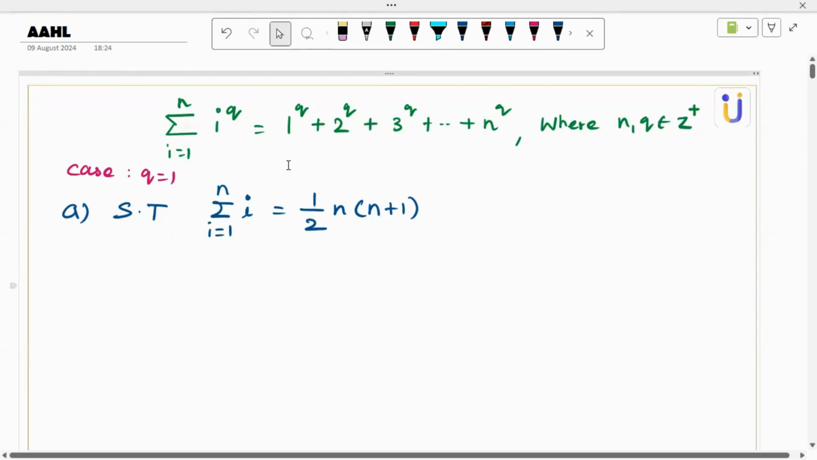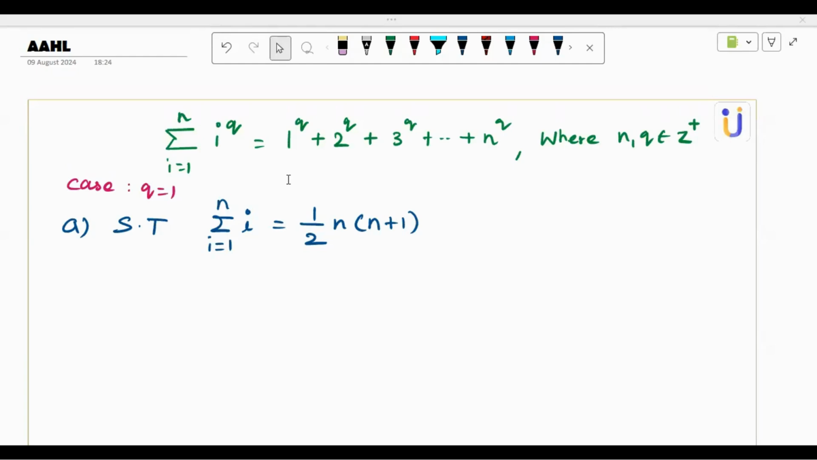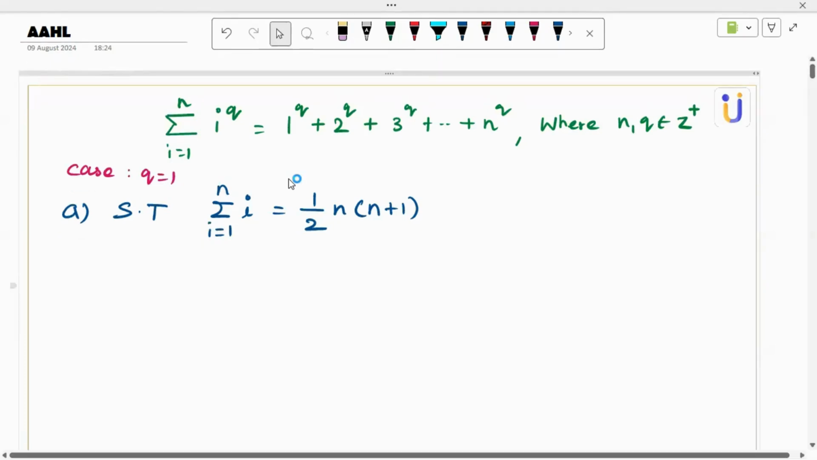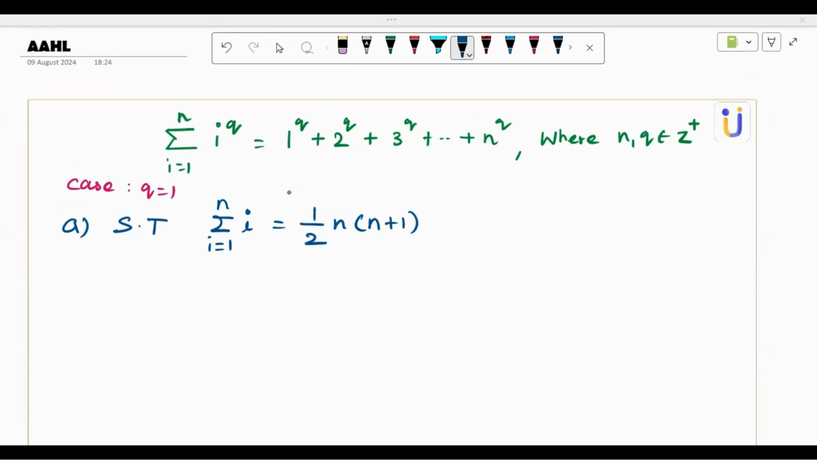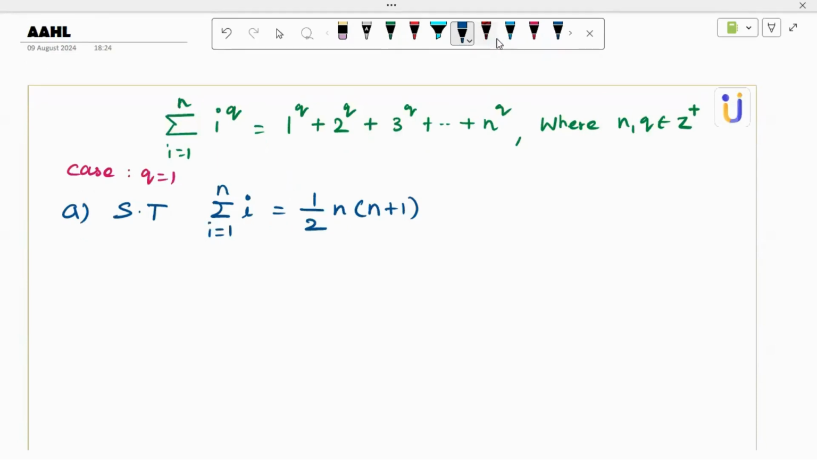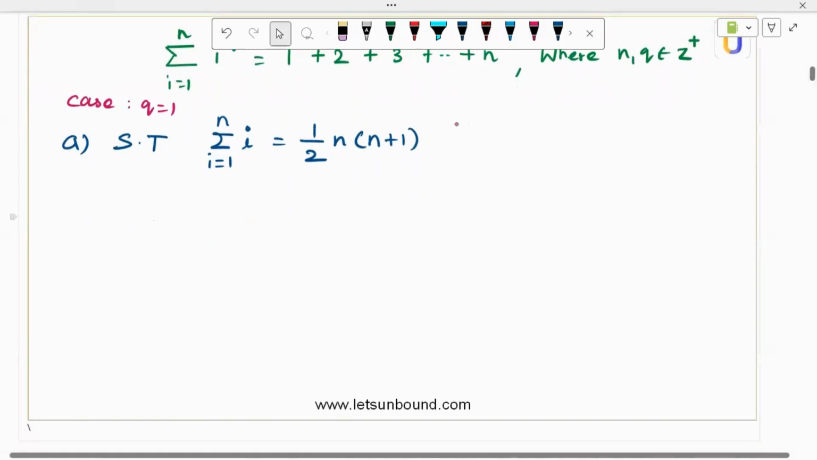And okay, there are so many sub questions. The first set of questions are very simple. When q is equal to 1, the above summation, sigma notation, this series will become arithmetic. So in this case, I need to prove this. Let's go. Show that the sum of i from i equals 1 to n, which means I just put q is equal to 1 here. I need to prove this. Let's start with LHS. We have to start with LHS and we will end up with the RHS.